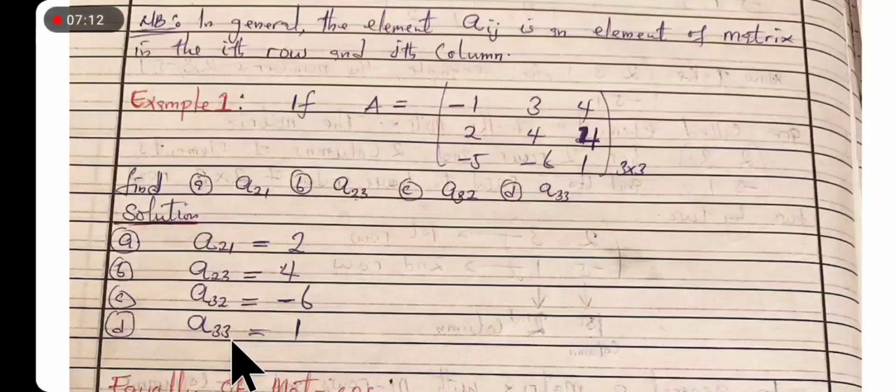So we have -6. Then A33, the element in the third row and third column. Third row and third column, this is 1. So that is why we have 1 there.